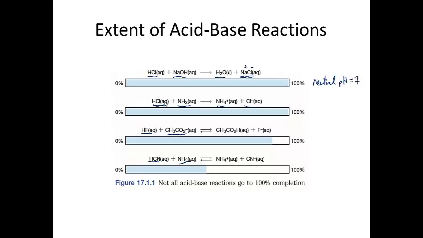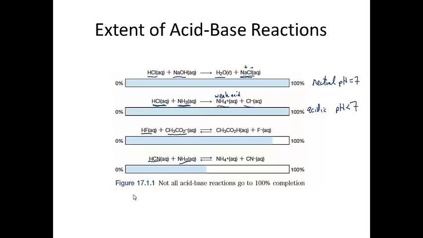If you react a strong acid with a weak base, you make a weak acid, that is, ammonium ion is a weak acid, and a pH-neutral anion. And so that solution will be acidic. And so the pH will be less than 7.